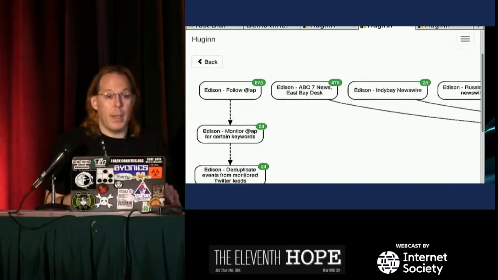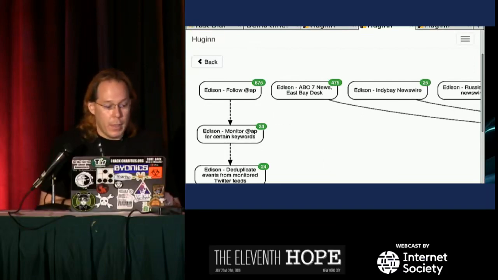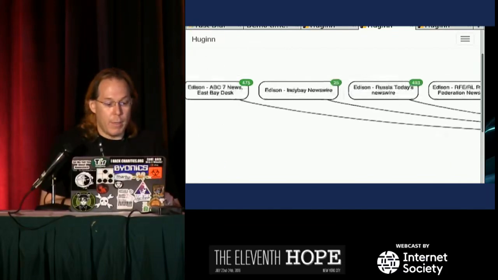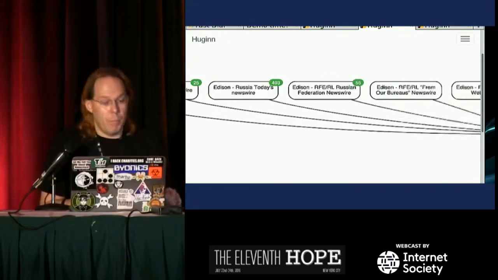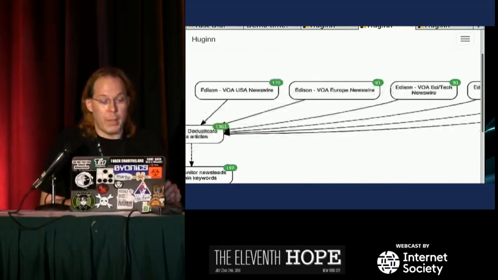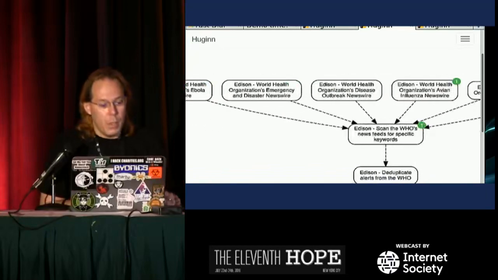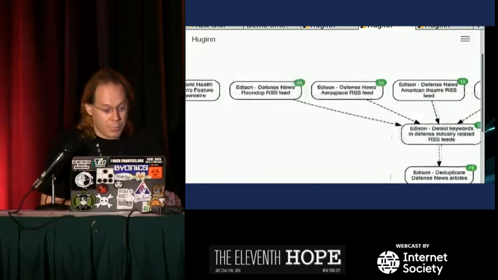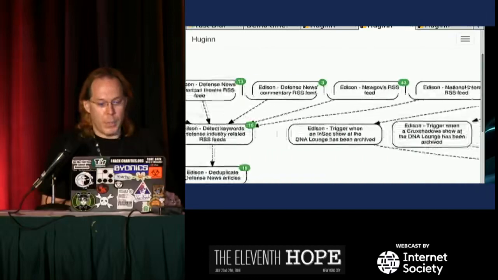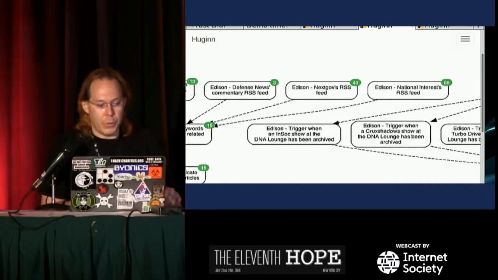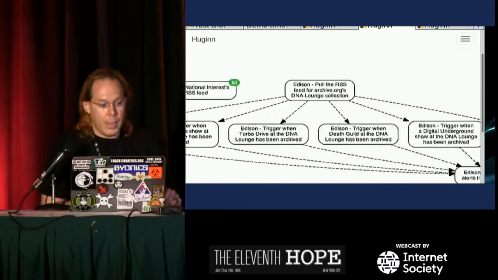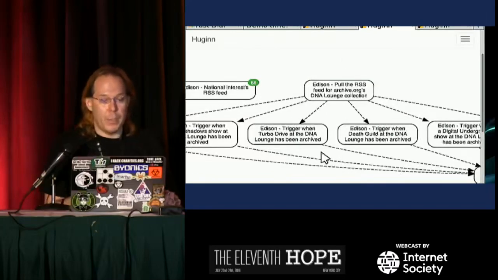Edison is my news bot, I guess I should say news agent network. Edison follows the Associated Press Twitter feed and a very large number of news sources from the United States, where I live, and outside of the United States: Voice of America, Voice of Europe, Asahi Shimbun, the World Health Organization, a bunch of defense-related journals like NextGov and Defense News, National Interest. Here's the example agent I pulled out for the DNA Lounge.